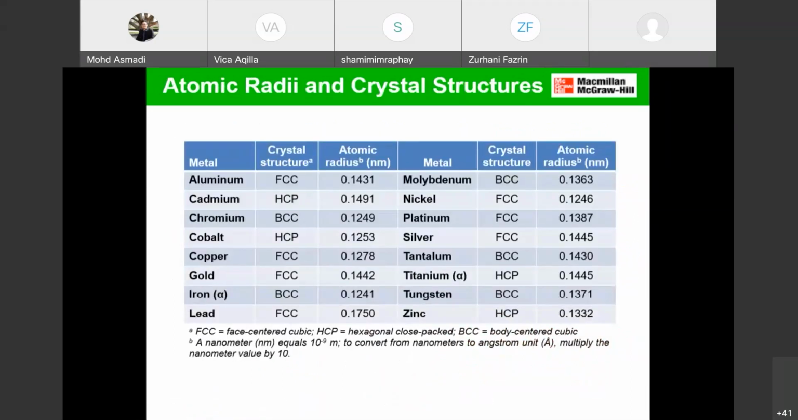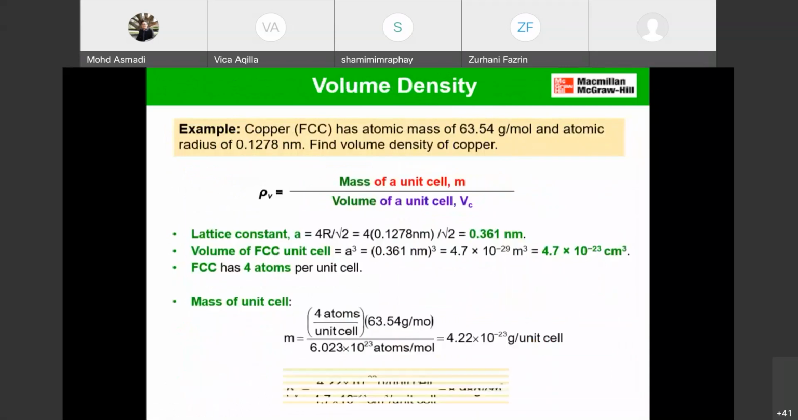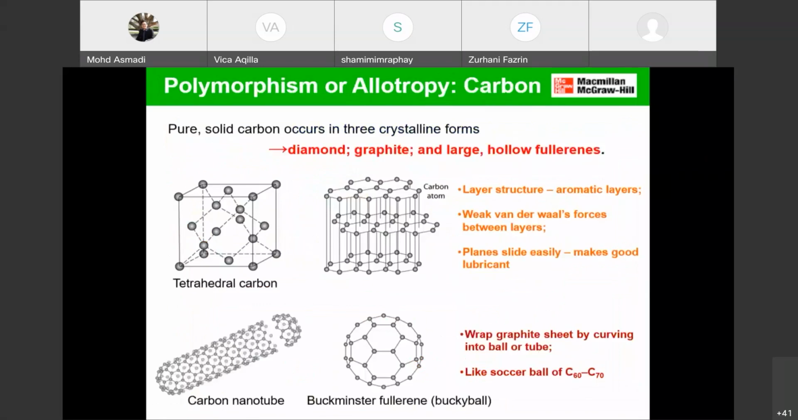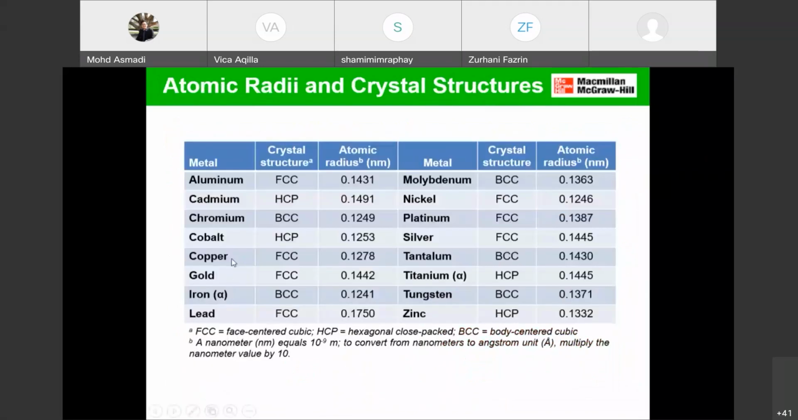So, atomic radius and crystal structure. If you look at here, there is a difference between aluminium and cadmium. Aluminium is FCC. If we don't mention it, copper is FCC, so you should know what type of cubic cell copper is. Let's say the question is cobalt, that is HCP, which we do not cover. Let's say it's chromium, so you have to know it's BCC and the atomic radius is this one. This is just a table of the atomic radius for the crystal structure. But HCP we do not cover, like titanium, cobalt, and cadmium, which are HCP.